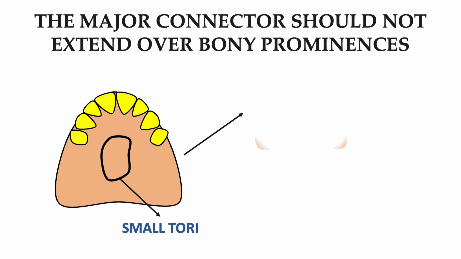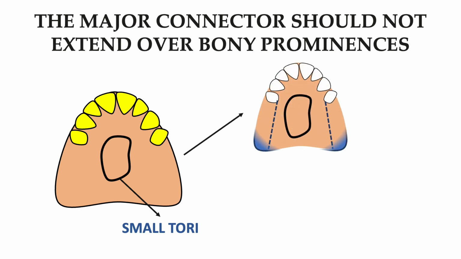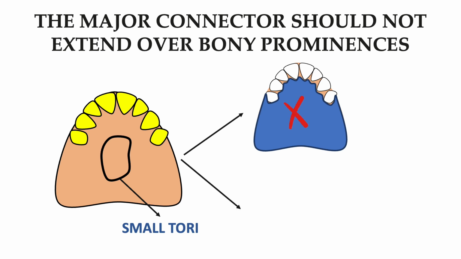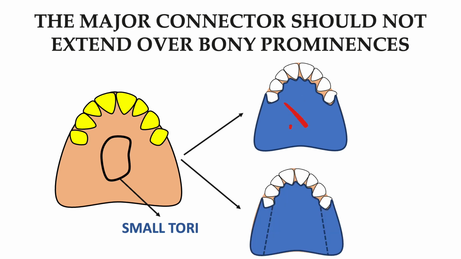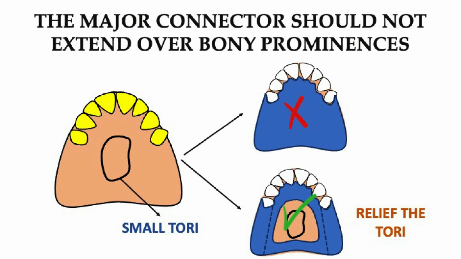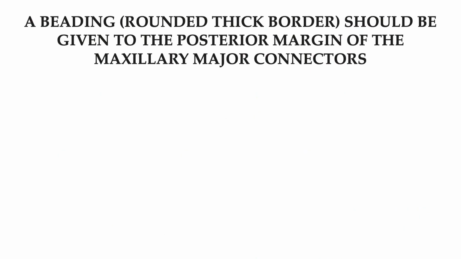In the first figure, we cover the palate area and the tori also. So this is wrong. If we cover the tori, then it will constantly apply pressure over the tori. It will cause discomfort to the patient. So what we'll do, we'll relieve that area. We'll relieve the area of tori. And we have one more point to keep in mind: if the tori is small, then we only give relief. If it is a larger one, then surgical excision is done. It is mandatory.